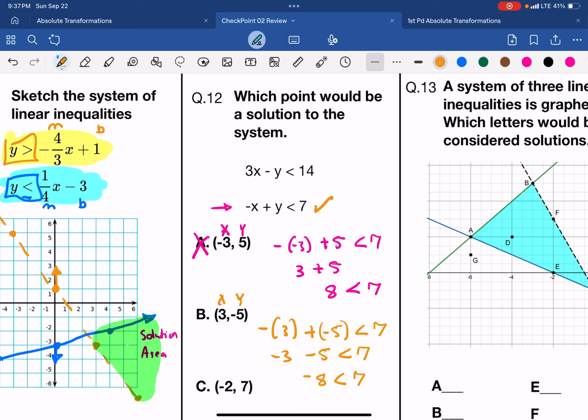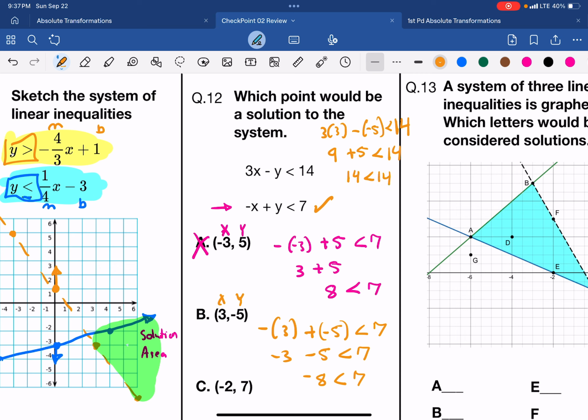So let's plug it into the other one. And so it would be 3 times 3 minus our y, -5, less than 14. 3 times 3, 9. Negative turns into a positive. Boom. 9 plus 5 is 14. Is 14 less than 14? No, it's equal to. So guess what? Didn't work for that one.